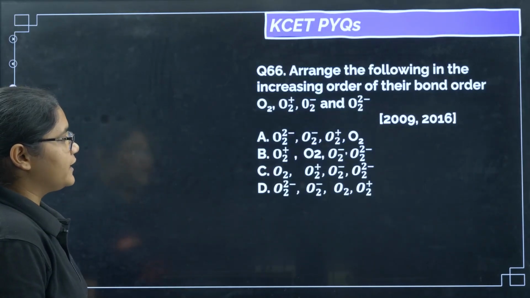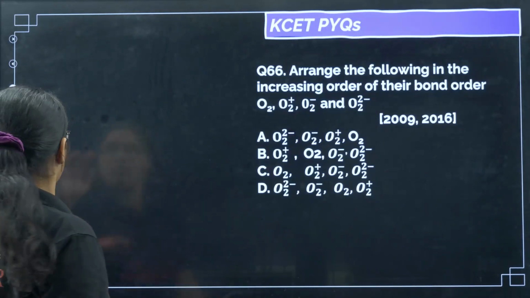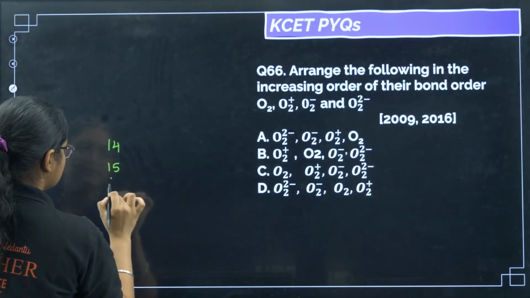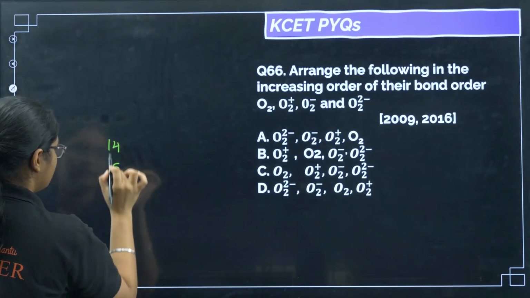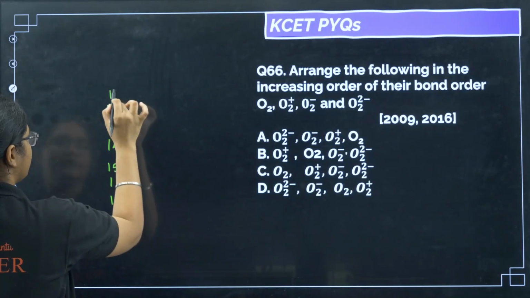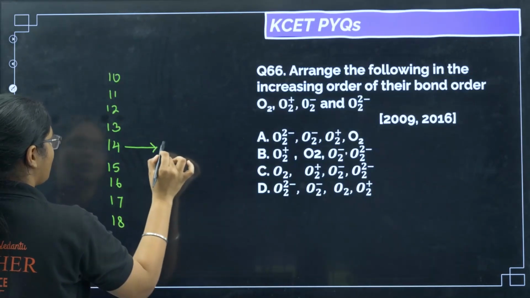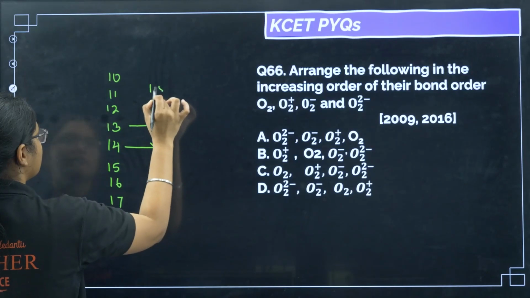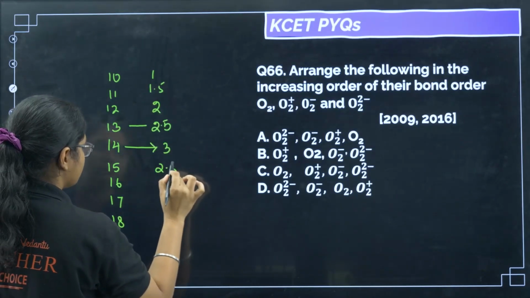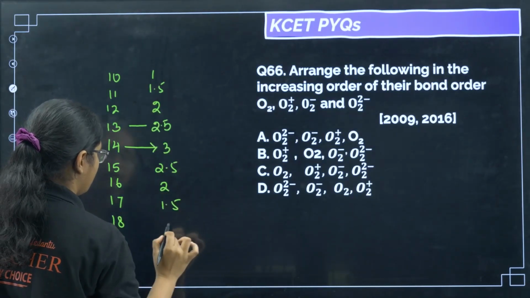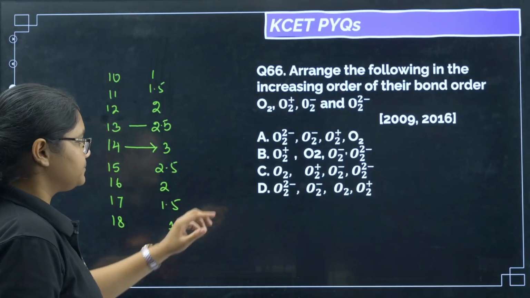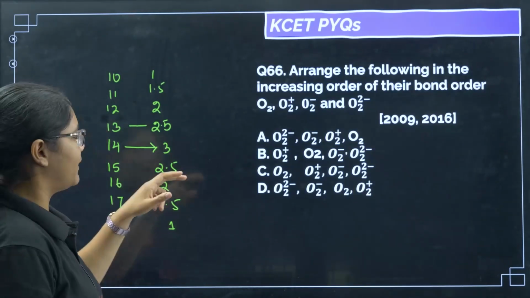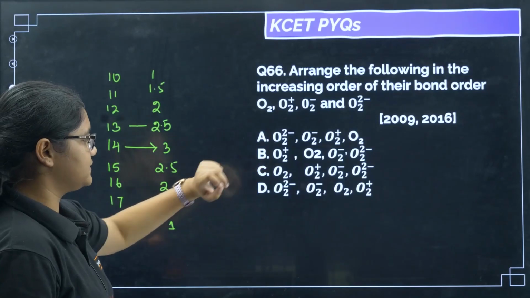Next, arrange the following in the increasing order of their bond order. Again we can follow that mechanism: 14, 15, 16, 17, 18, 13, 12, 11, 10. For 14 the bond order is 3, this is 2.5, 2, 1.5 and 1, and here it is 2.5, 2, 1.5 and 1. Now what will happen? I have here O2 2 minus, right? So 8 plus 8, 16, 17, 18.